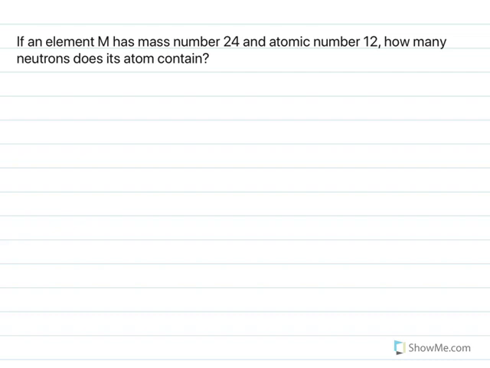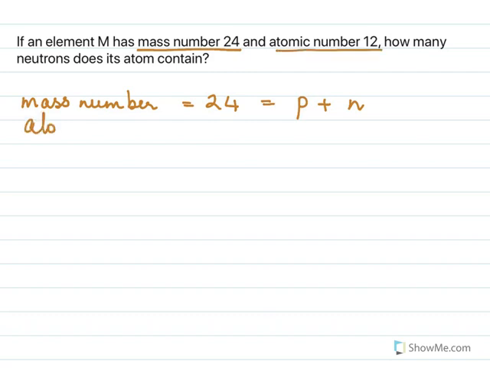An element M has mass number 24. So let's write that. Mass number 24. Do you remember what is mass number? Mass number is the number of protons plus neutrons. And atomic number 12. What is atomic number? It is just protons. We have to find the number of neutrons.